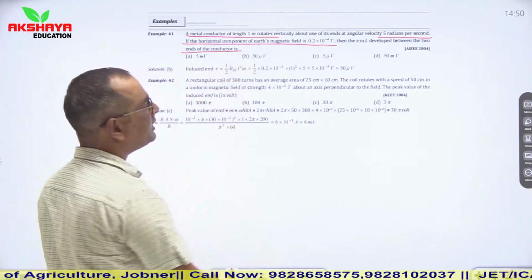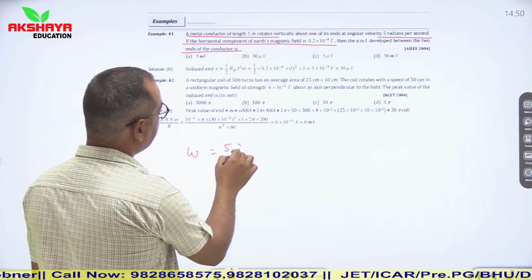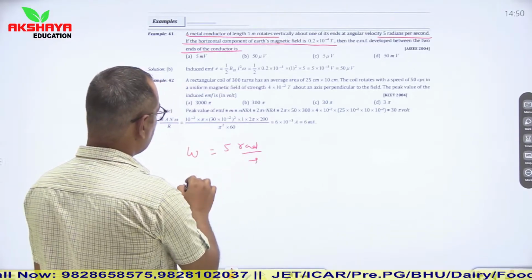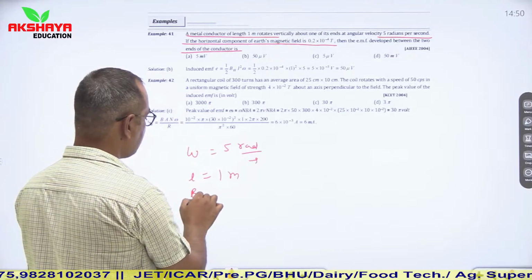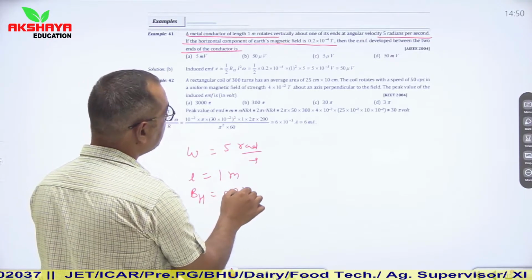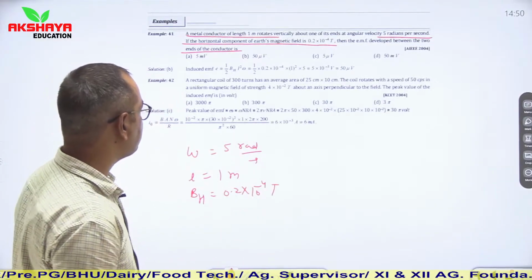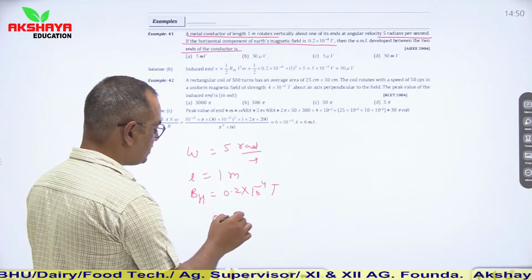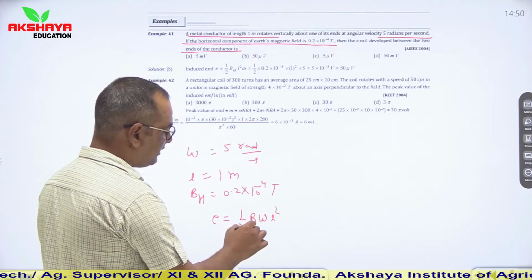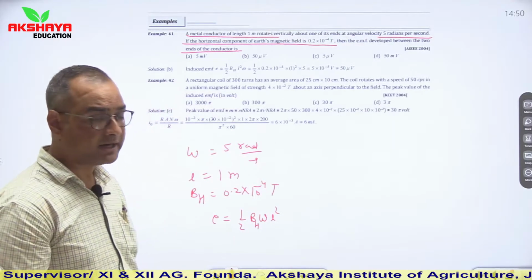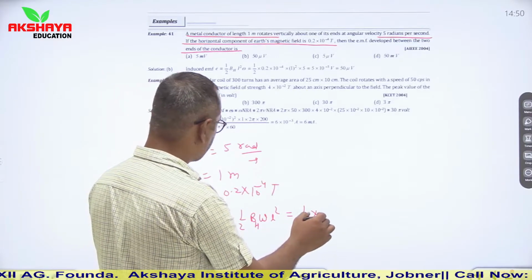So here we have to calculate the induced EMF and we are given omega as 5 radian per second, length as 1 meter and the horizontal component of Earth's magnetic field as 0.2 into 10 to the power minus 4 Tesla. So induced EMF is E is equal to half B omega L square. Here the magnetic field is the horizontal component of Earth's magnetic field, so it is half BH omega L square. So simply we have to make its calculation.